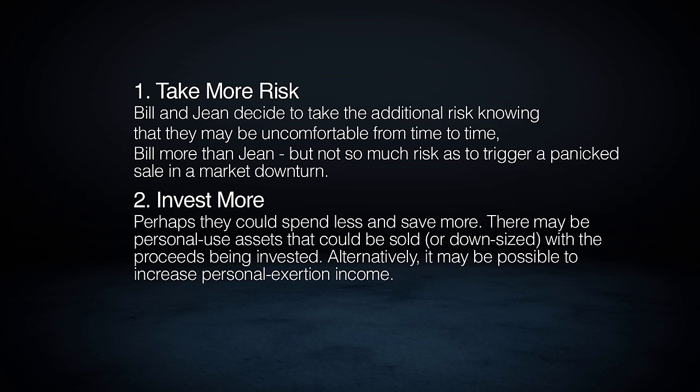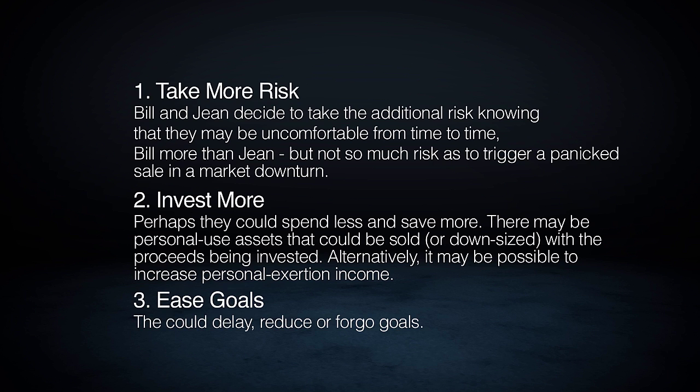2. Invest more. Perhaps they could spend less and save more. There may be personal use assets that could be sold or downsized with the proceeds being invested. Alternatively, it may be possible to increase personal exertion income. 3. Ease goals. They could delay, reduce, or forego goals.